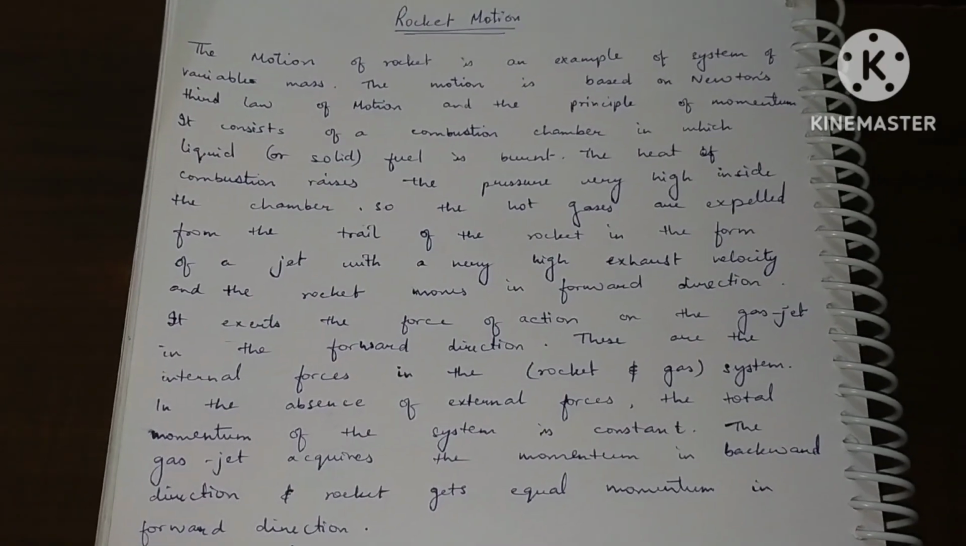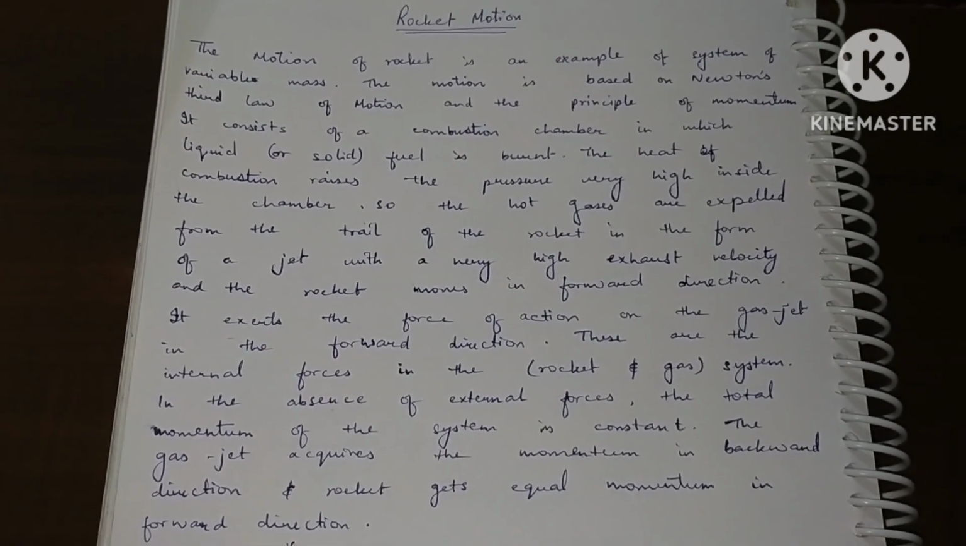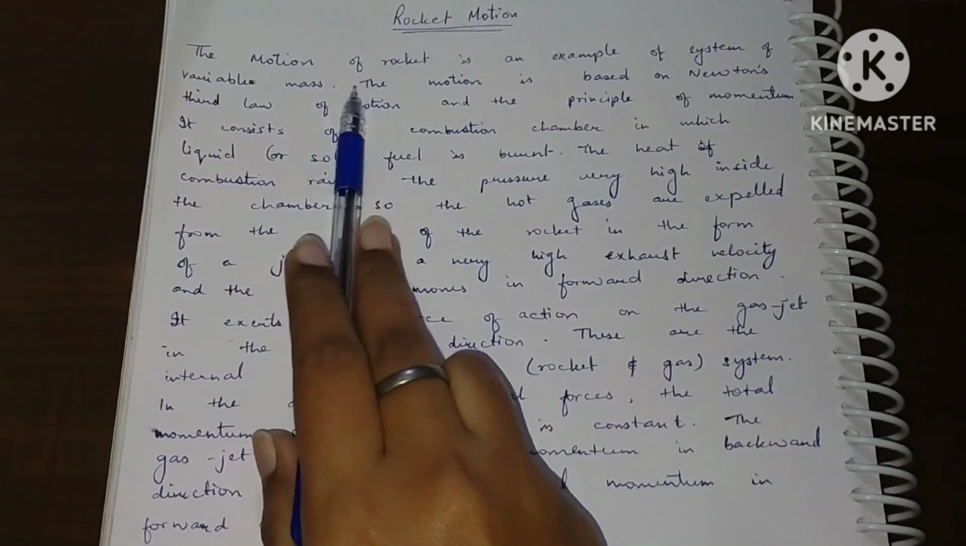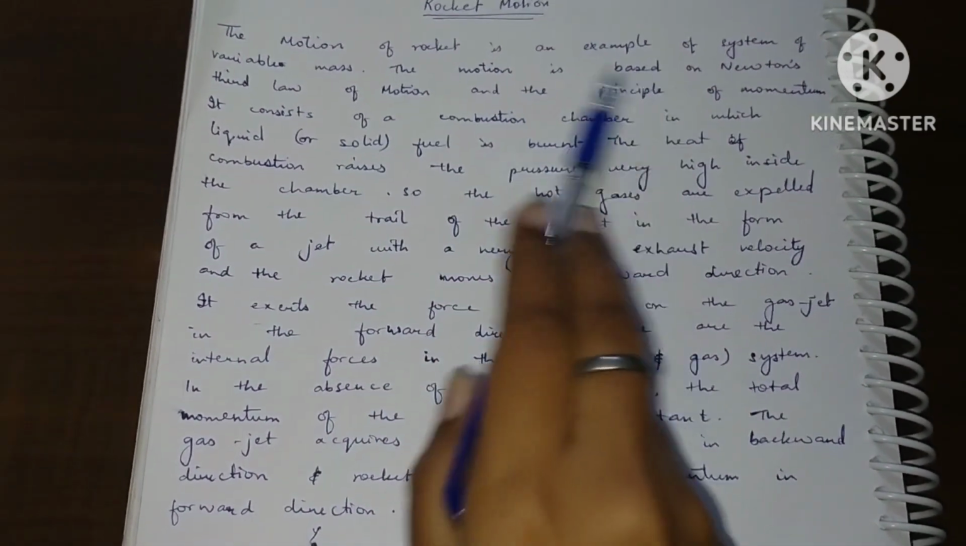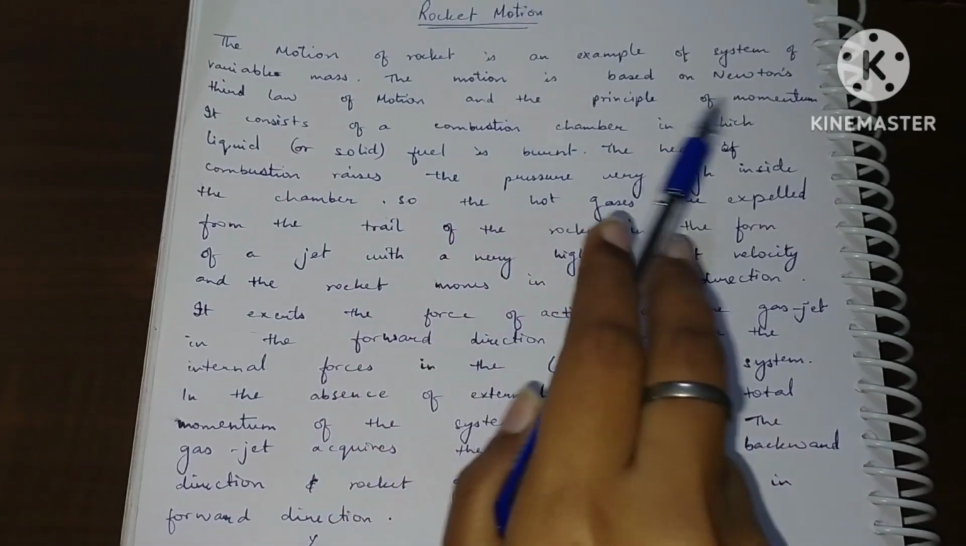I'm gonna present rocket motion as my presentation topic. The motion of a rocket is an example of a system of variable mass. The motion is based on Newton's third law of motion and the principle of momentum.